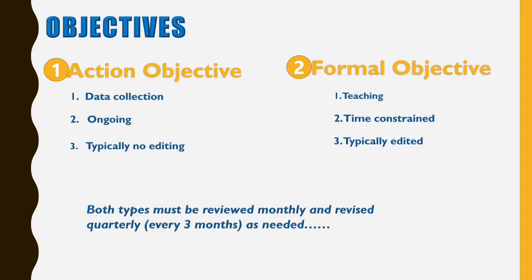Next, I would like to talk to you about objectives. There are two types that we use here at Homebound: action objective and formal objective. These objectives are implemented when writing or creating goal activities for the individual. Action objectives require data collection. It's usually ongoing, and typically no editing is necessary. As for formal objective, it requires teaching. It's time constrained. Typically, editing is necessary.